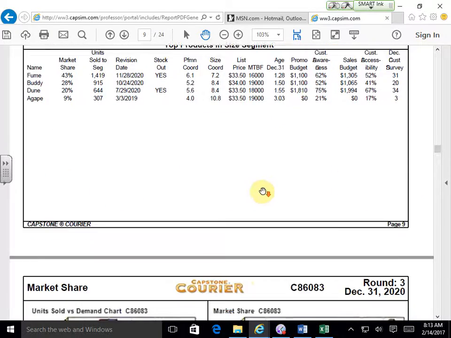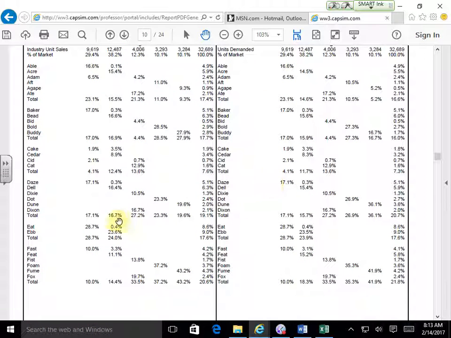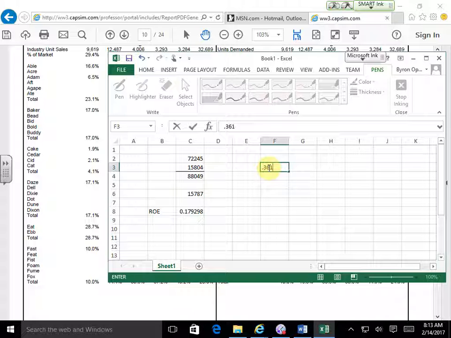Okay, anyhow, to get the precise numbers, we would come down here and look at our size segment. Fortunately, Digby only had one product in the size segment, which is their Dune, it looks like, if I'm reading that correctly. That's awful small print. So their potential was 36.1%. Their actual was 19.6%. So 0.361, 0.196.